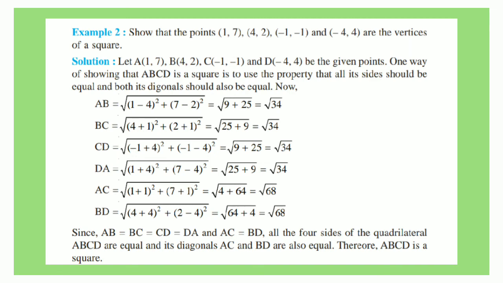What are they? AB, BC, CD and AD are the four sides, and AC and BD are the two diagonals. Then by using the distance formula, find out all four sides and two diagonals. So you will get all four sides root 34, and the length of the two diagonals is root 68. Both are equal. So we can say AB equals BC equals CD equals AD and AC equals BD. All the four sides of the quadrilateral ABCD are equal and its diagonals AC and BD are also equal. Therefore, ABCD is a square.